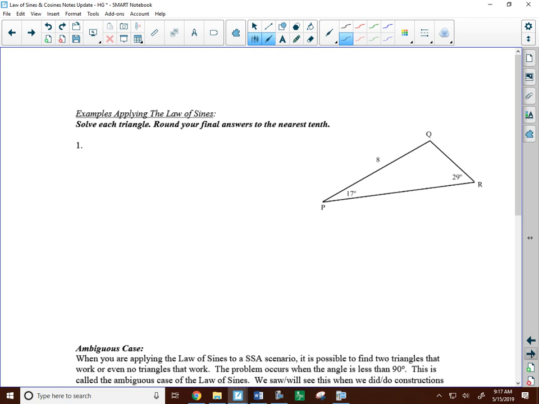Solve each triangle means find all the angles and sides, rounding to the nearest. It's good to see what setup we have. I have two angles and a side that's not included. Two angles, but the side is not between the two angles. So it's AAS. So this is a law of sines one. It's not a right triangle, so I can use law of sines.